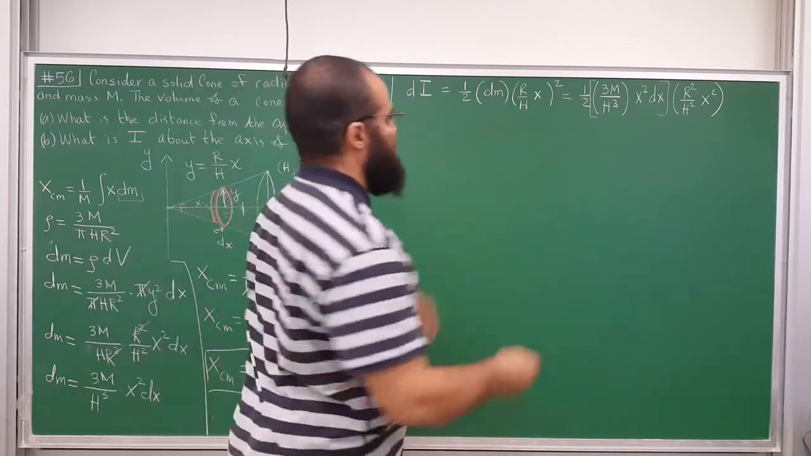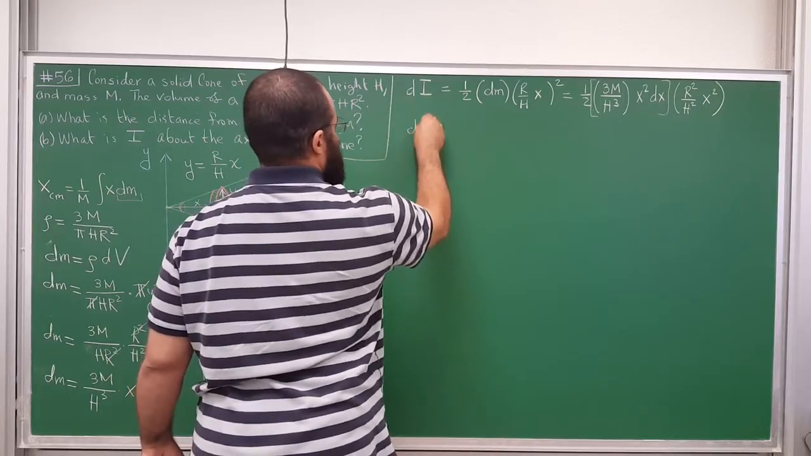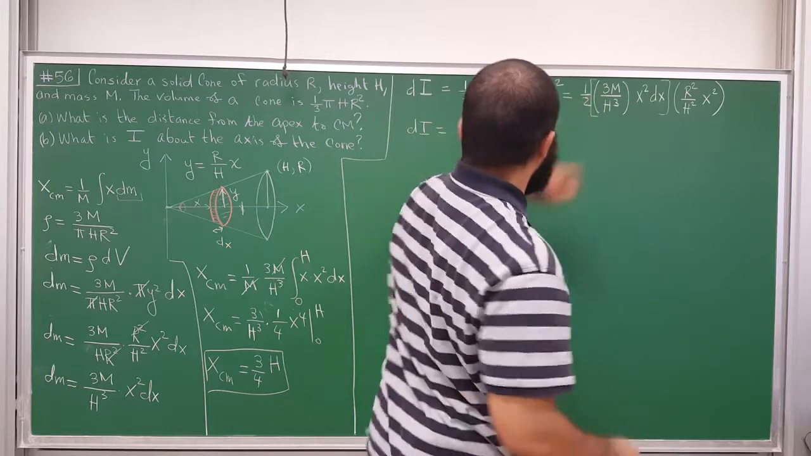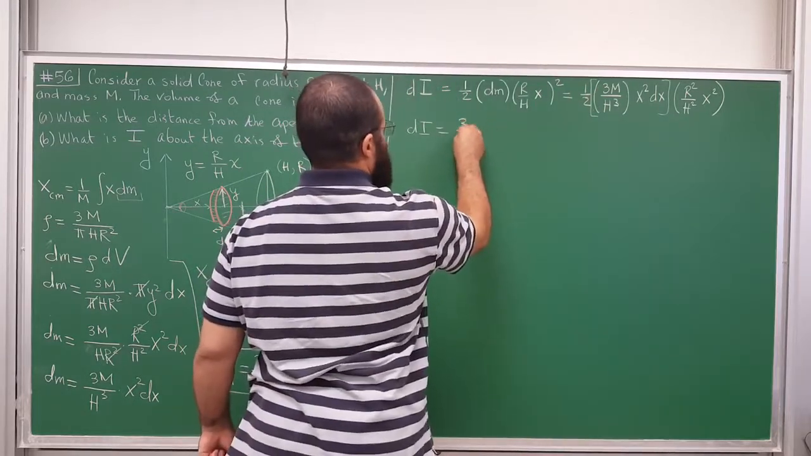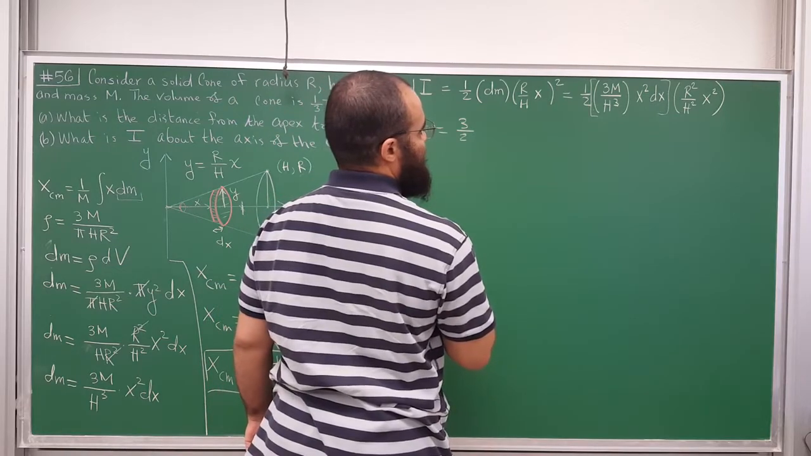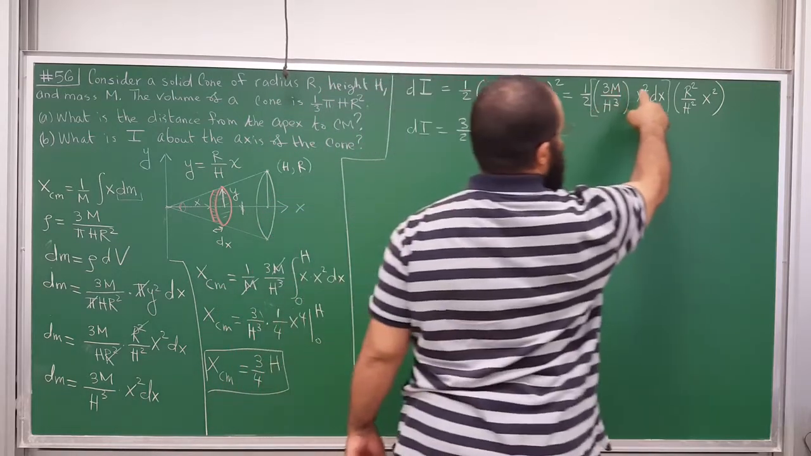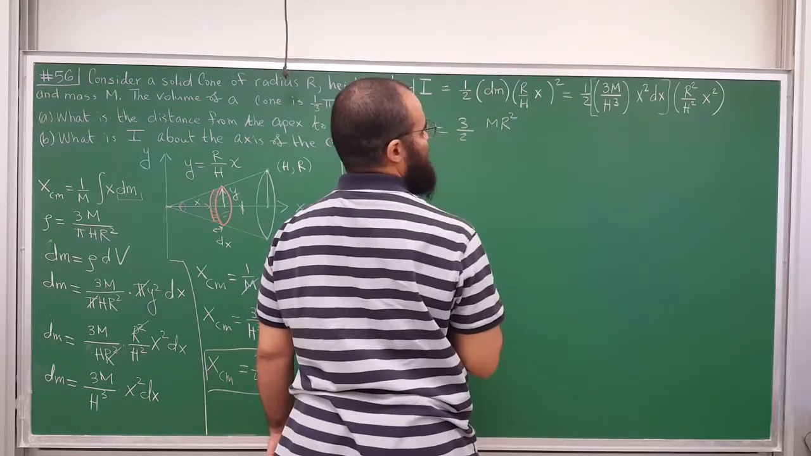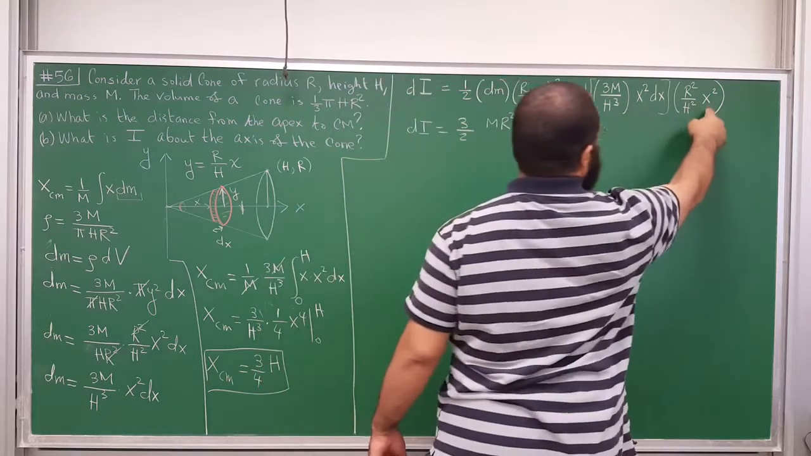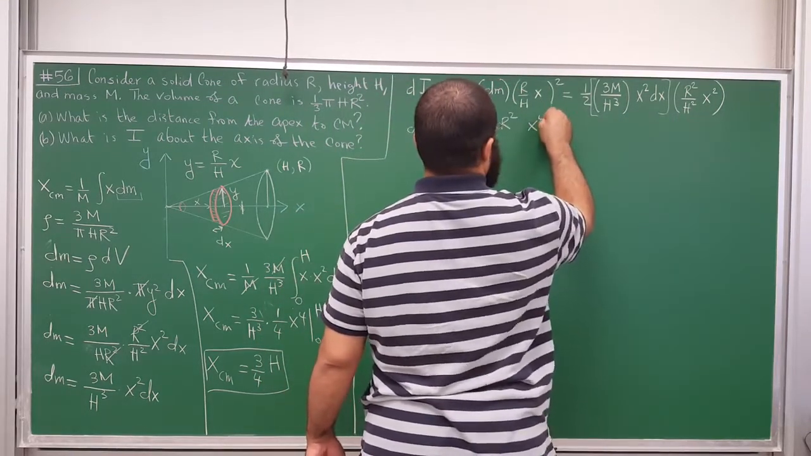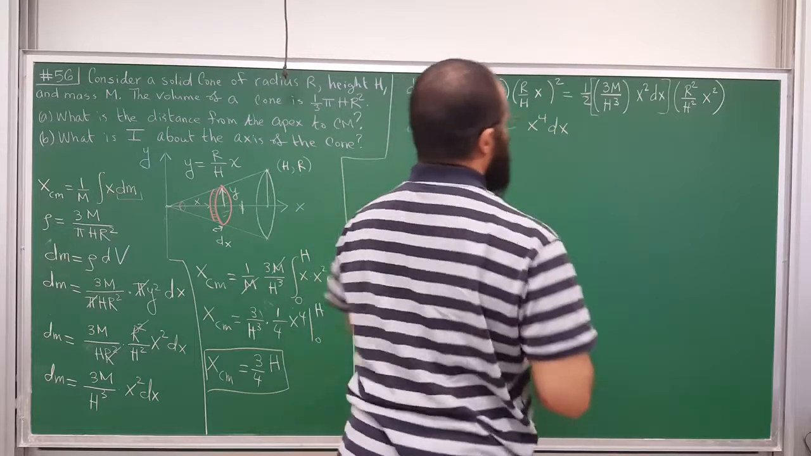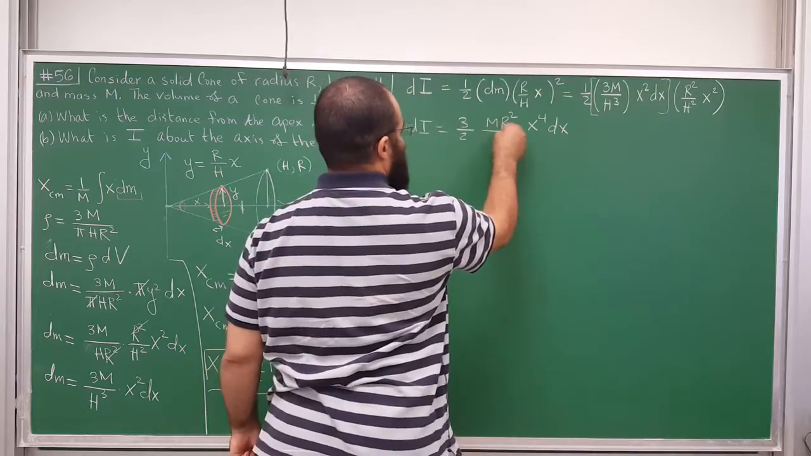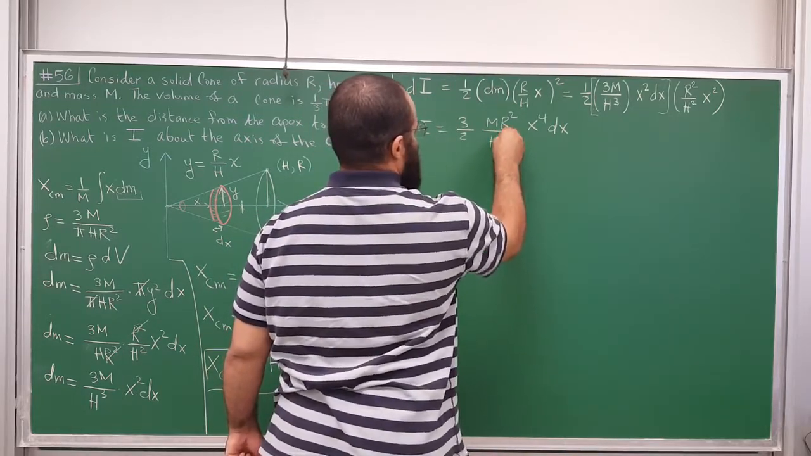And so we need to just clean it a little. So dI will equal what? 1/2, so 3/2. And then I have Mr squared. And then x squared times x squared is x to the 4th. And then I have the dx. And then h cubed times h squared is h to the 5th power on the bottom.